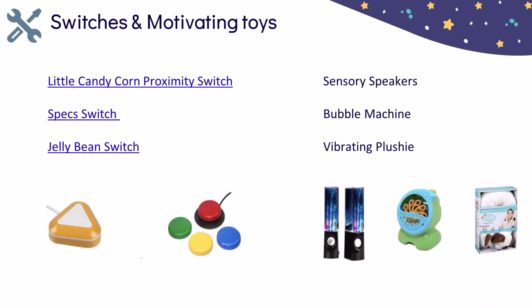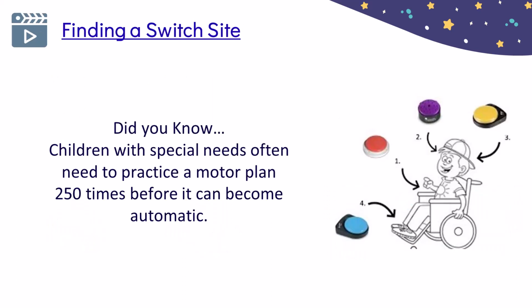Here are some switches we've talked about and some motivating activities to practice switch use. You can download the handout in the download section to link out to some of these switches. Did you know that children with special needs often need to practice a motor plan 250 times before they can become automatic with that movement? This is why it's so important to have many different ways to practice switch access. If you're still working with a student to discover how they're going to access the switch, check out the Finding a Switch Site video.